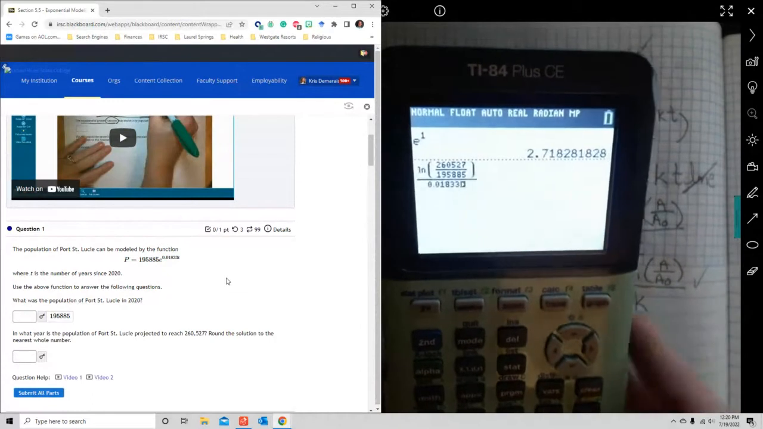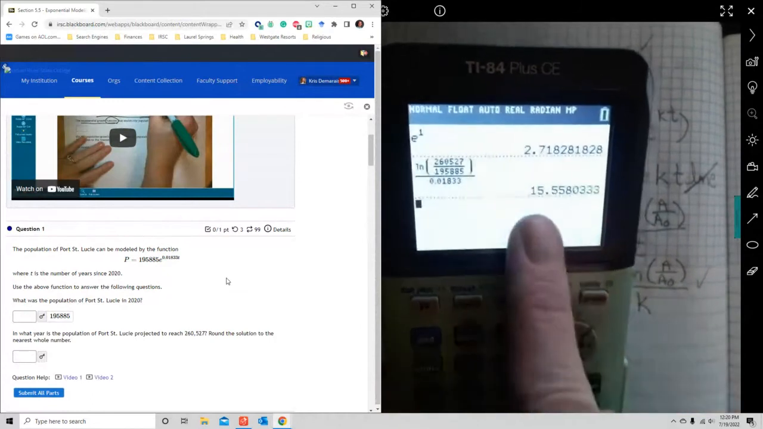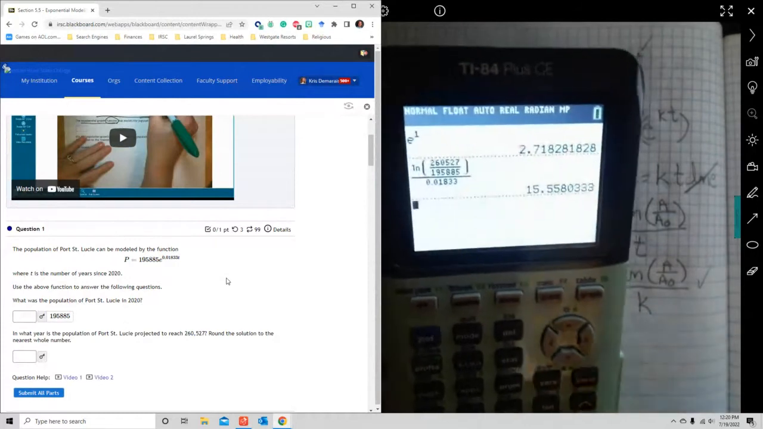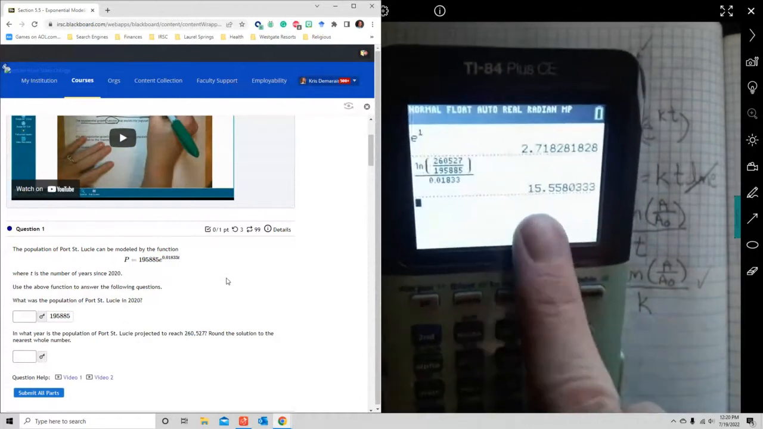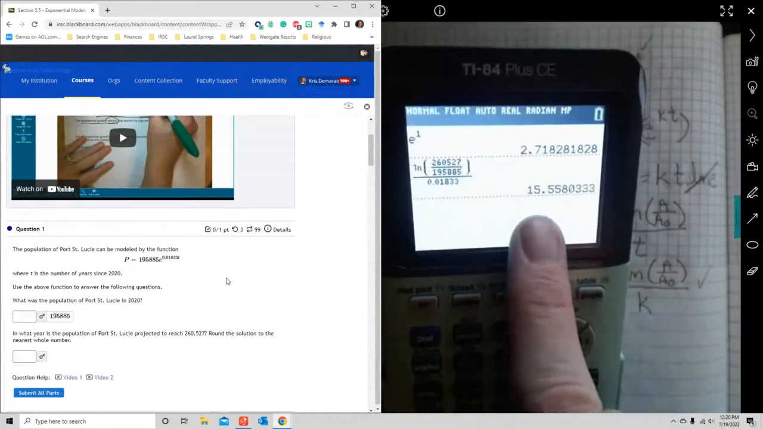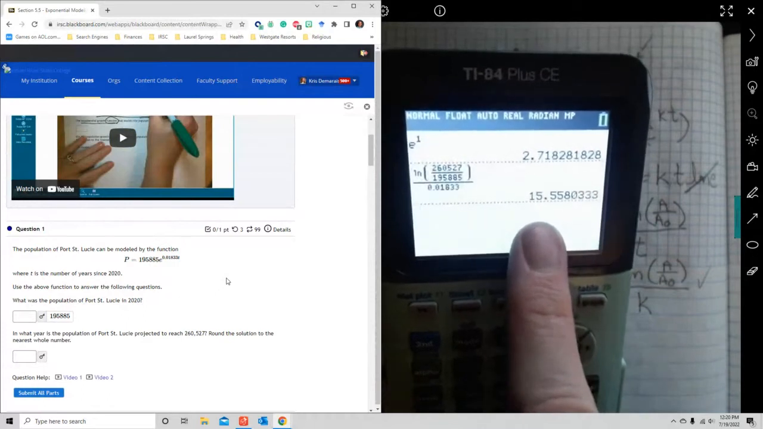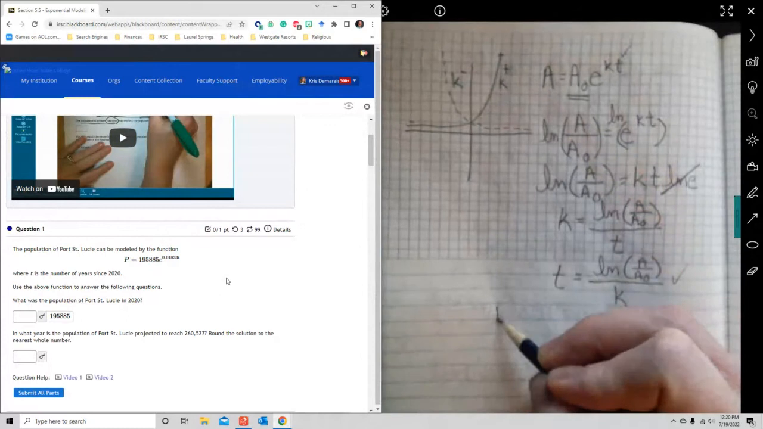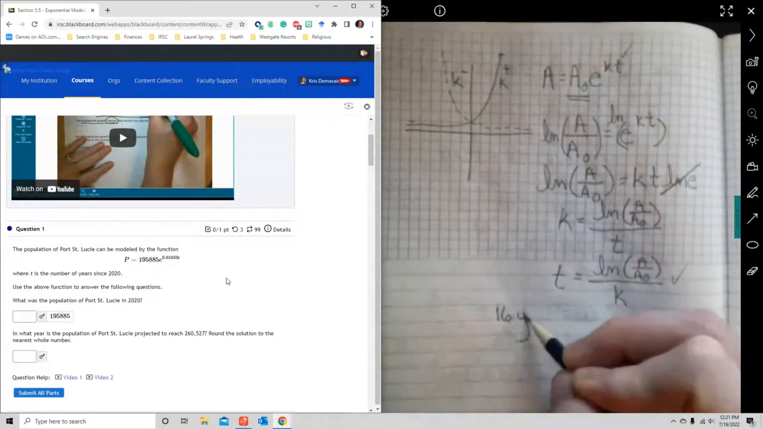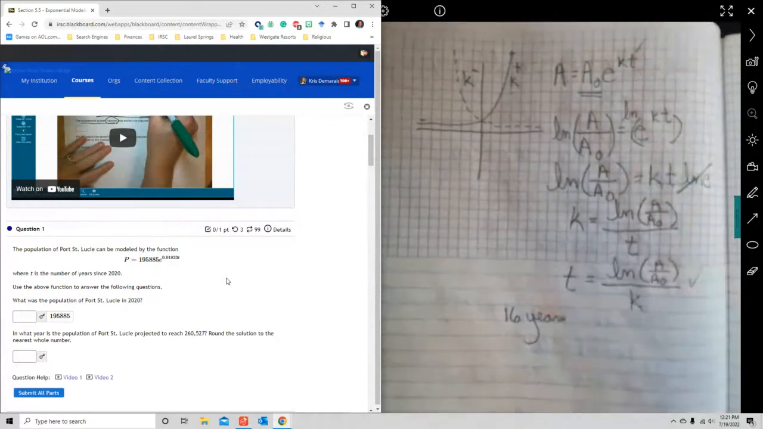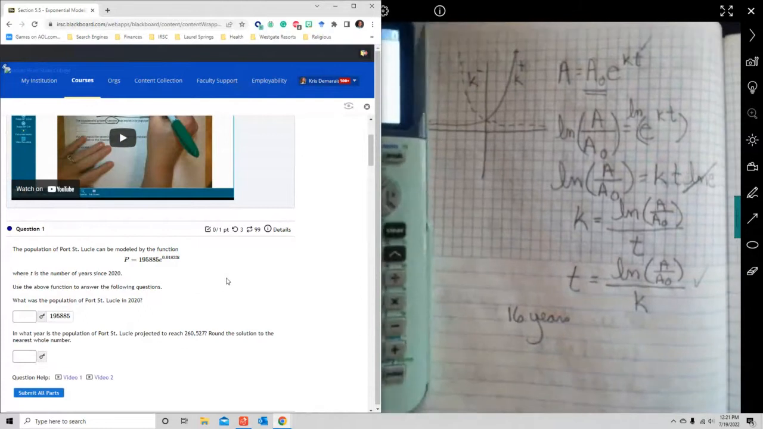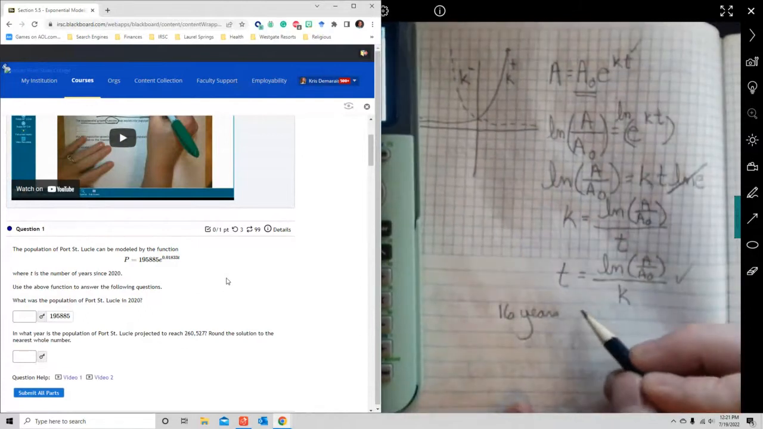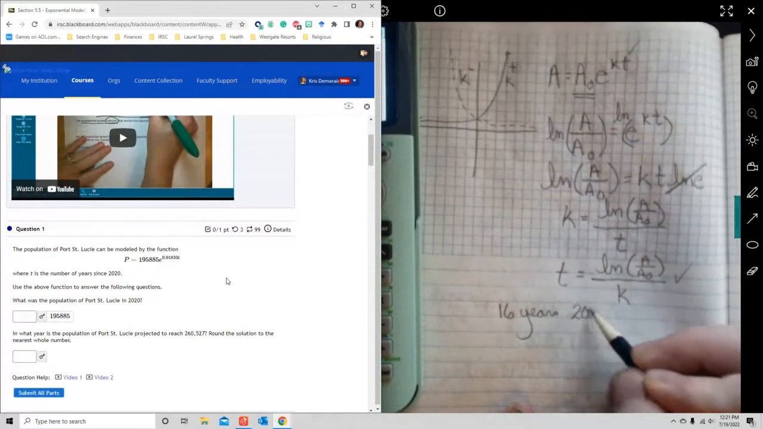All right, so now I hit enter. So then it's rounding to the solution to the nearest whole number. So this is going to be basically then 16 years for that to happen. So you take 16 years and you say that that's our answer. It's going to take 16 years for that to happen. But they didn't ask us that question. They said, what is the year in the population? So what you do is take 16 and add it to 2020.